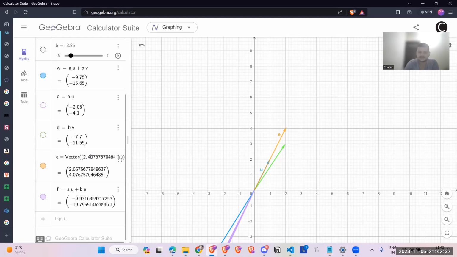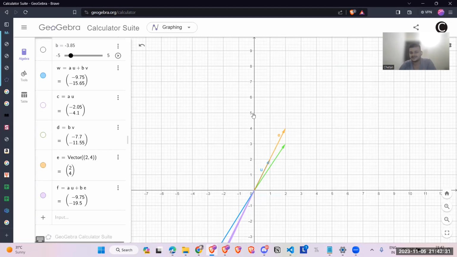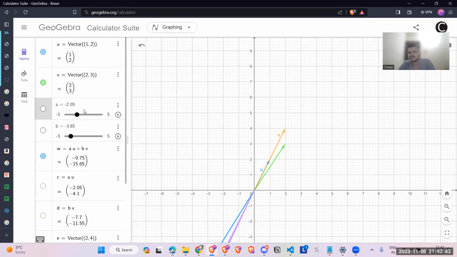Just like Farad said, if you have more people than necessary in your team, they don't contribute anything to the team. So you can think of this 2 comma 4 as the excess member of the team. So this is what we mean by the span of a vector, the linear combination of a vector, the span of the linear combination of two vectors, linearly independent vectors, and linearly dependent vectors.